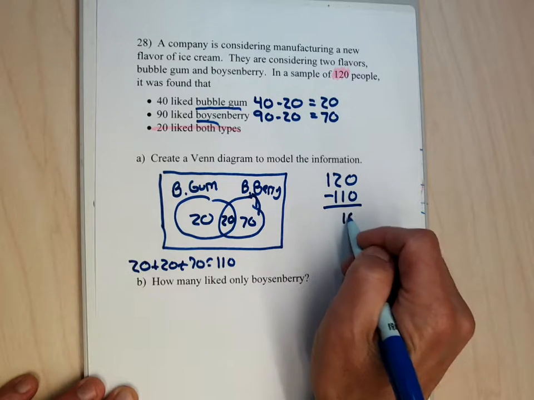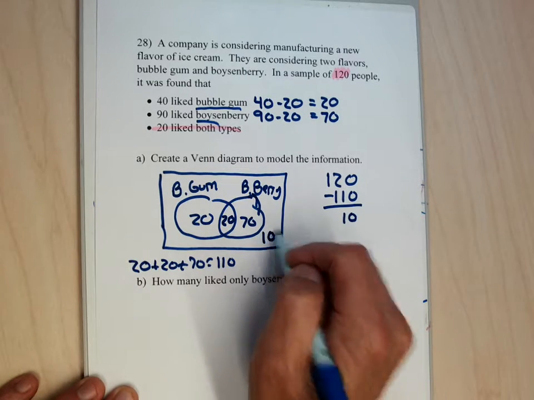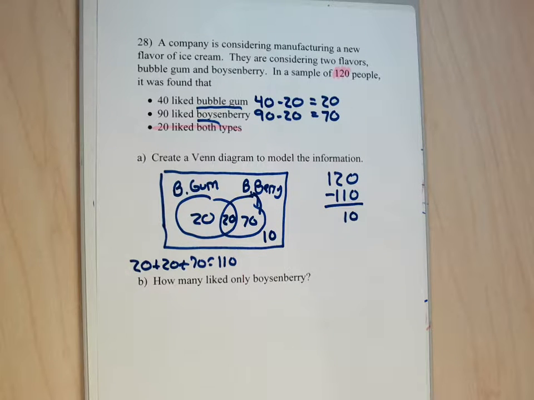That's going to give me 10 to go outside the circle, and those were 10 that didn't like either the boysenberry or the bubblegum. All right, so now let me answer the question. There's only one question here, so nice. How many liked only boysenberry?